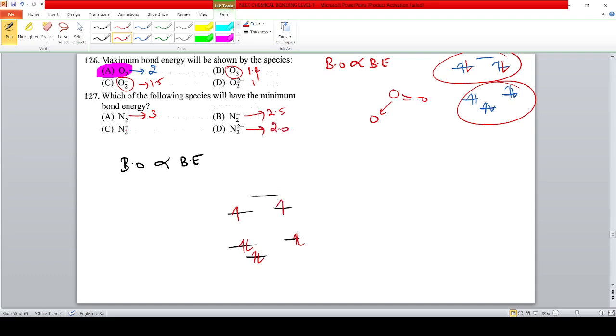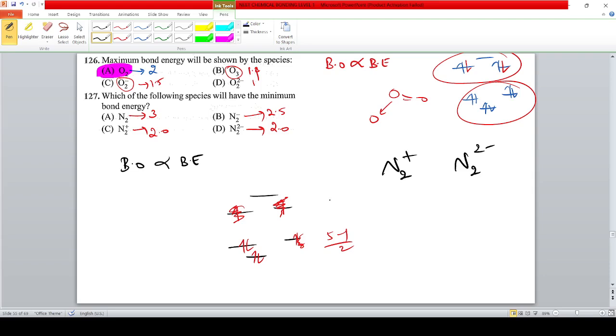2, sir, bond order. N2 plus, sir. This is N2. Plus means remove an electron here. It is 5 minus 1 by 2, 2. So, the one having lower bond order is the answer, right? Here, N2 plus and N2 2 minus both of them are having bond order of 2.